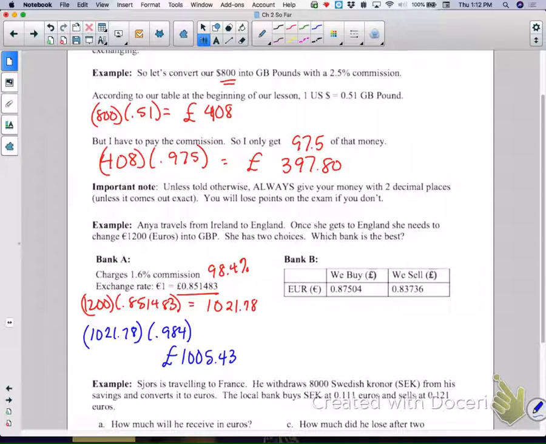Okay, so that's Bank A. For Bank B, we've got our buying and selling rate, so we're going to buy some pounds. So we're going to take 1,200 times 0.87504, and that's going to give me 1,050.05. Now on my paper I had that Bank A is the best because I kind of inverted my last 2 numbers there. It's 1,050, not 1,005, so this one's actually better by quite a bit. We definitely want to go to Bank B. And put our symbol on there.